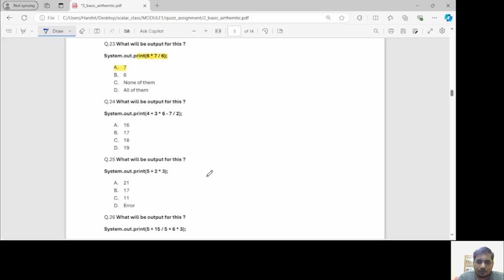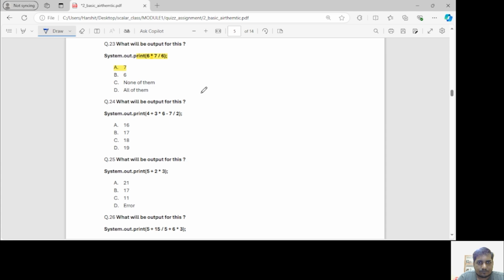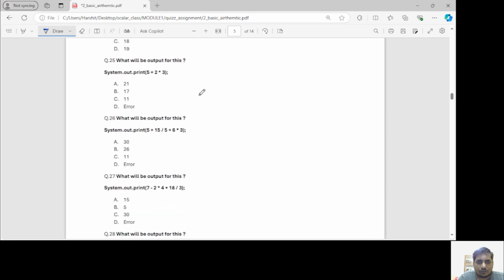Now we'll come to the next question in the picture, that is 25. See, first the priority: 5 plus 2 multiply by 3. What will be the priority first? Multiplication. 2 times 3 is 6, 6 plus 5, that is 11.